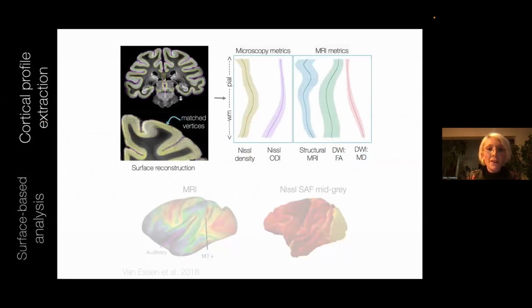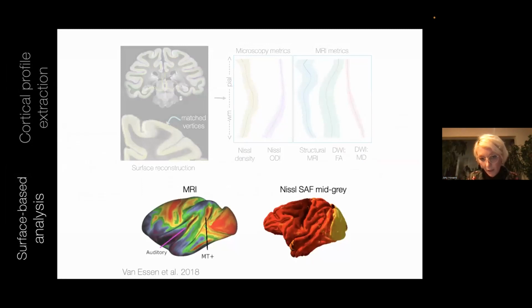We can, of course, define other axes of interest, such as cortical profiles, where here we can plot microscopy or MRI metrics from the white grey matter boundary up to the pial surface, and we can compare them along their sensitivity to different cortical layers. Or we can, of course, project things onto the surface and again, project them there, where both of these types of analyses are kind of ongoing work within the lab.